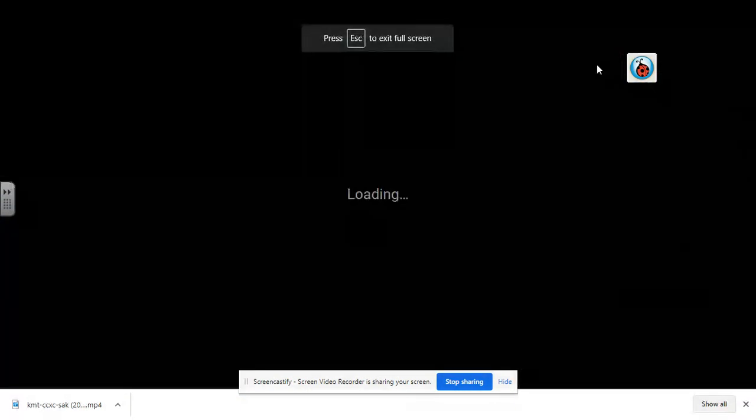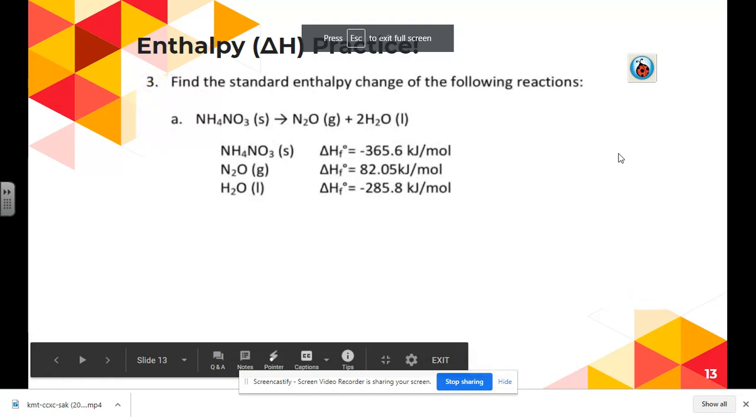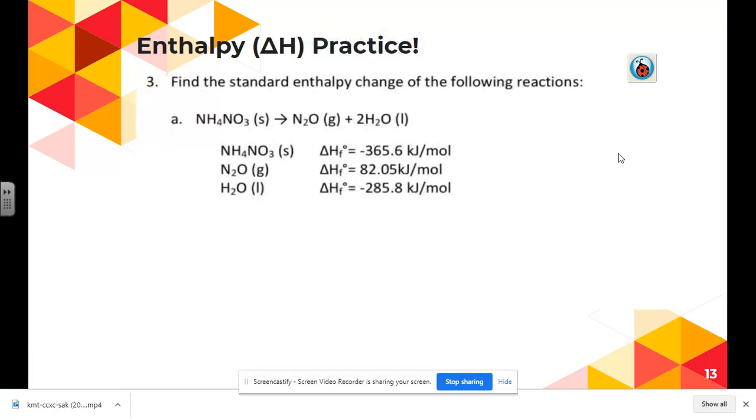On this particular problem, it says find the standard enthalpy change of the following reactions. There you've got solid ammonium nitrate that breaks down to form N2O, dinitrogen monoxide, plus liquid water. So we can write this reaction down. Take a minute and write that reaction down, and go ahead and do like we did a while ago. Label the products and the reactants with the correct enthalpy values. And that delta Hf just means the enthalpy of formation.